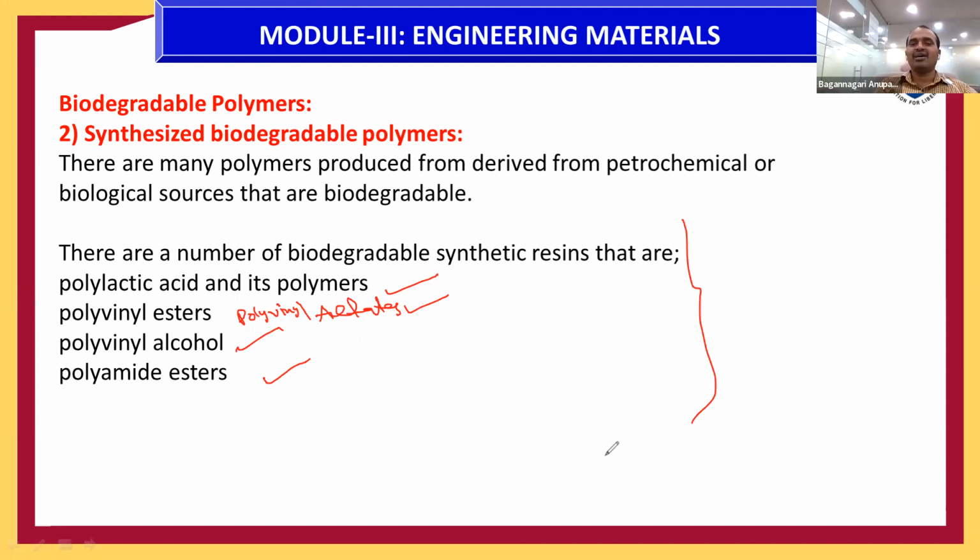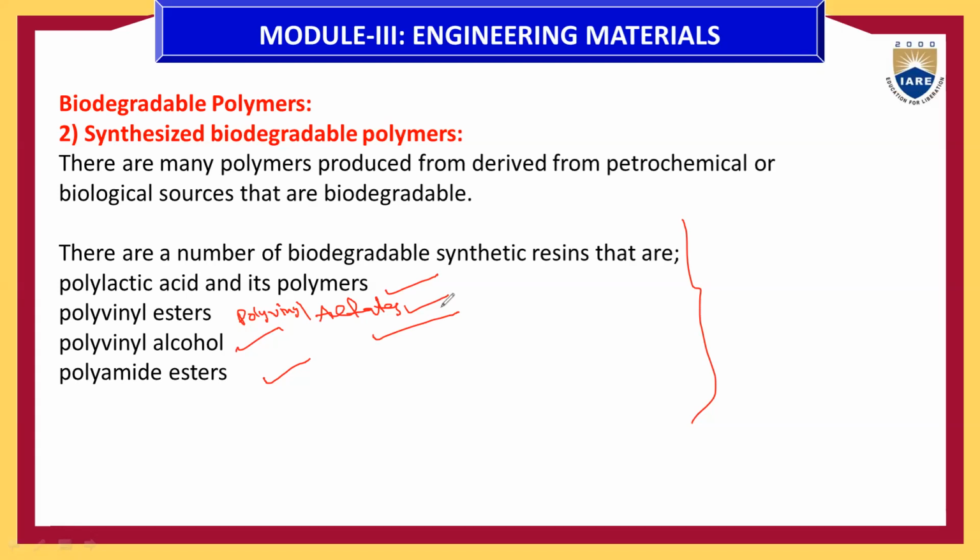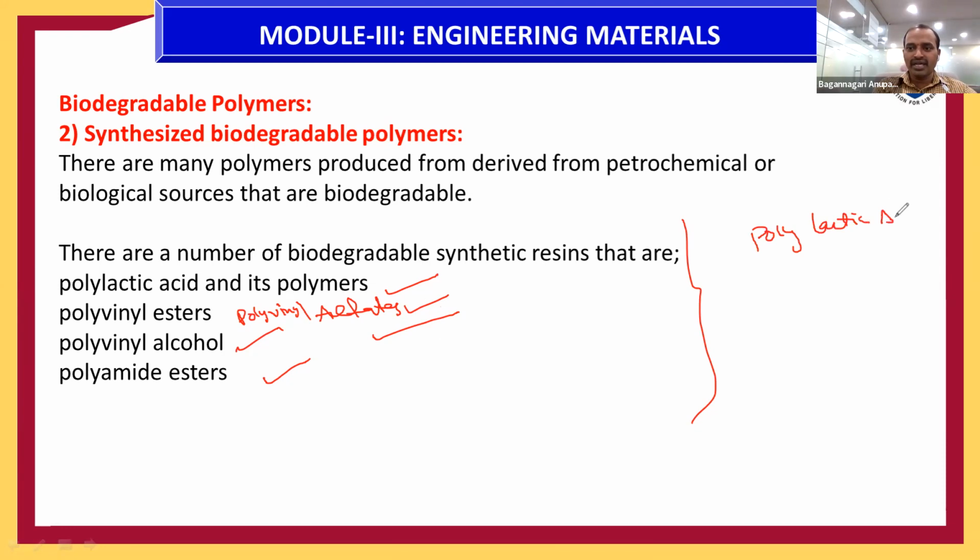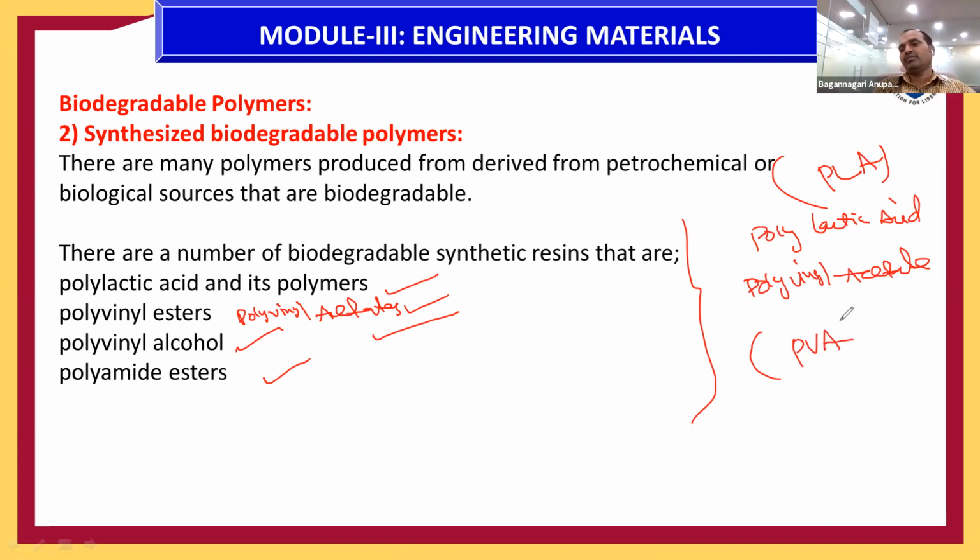So how to prepare the polylactic acid and how to prepare the polyvinyl ester, that is our syllabus. In the examination point of view, they will ask about the preparation, properties, and applications of polylactic acid and polyvinyl acetates. Polylactic acid is simply called PLA, and polyvinyl ester PVA. This preparation, properties, and applications we will discuss one by one.